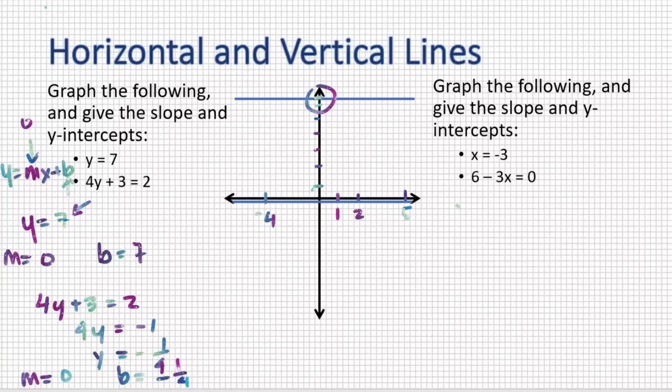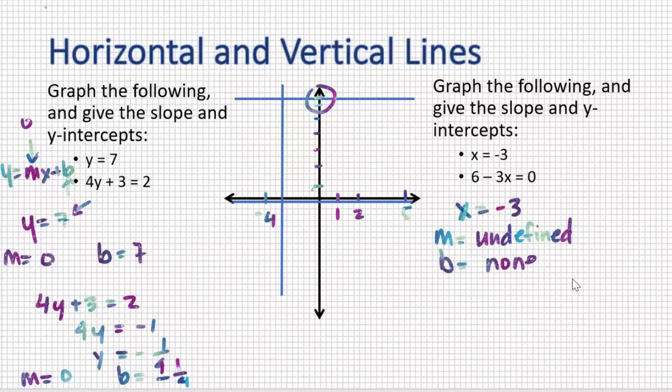Now for our vertical lines. First one is x is equal to negative 3. Let's draw this one right away. And here it is. For every value of y, x has a value of negative 3. It's a vertical line. What's its slope? Well, the slope is undefined. And the y-intercept, do you see it crossing the y-axis? There's nowhere that I can circle. There is no y-intercept. So for y-intercept or b, we would just indicate none.